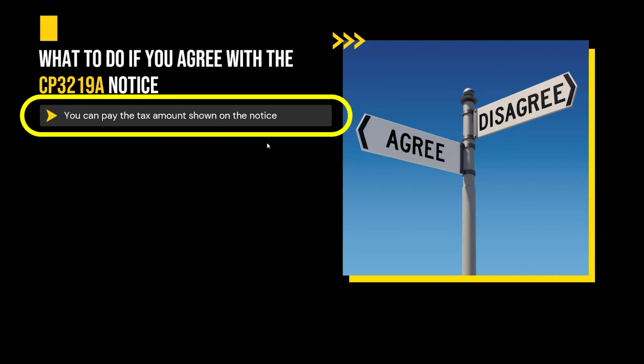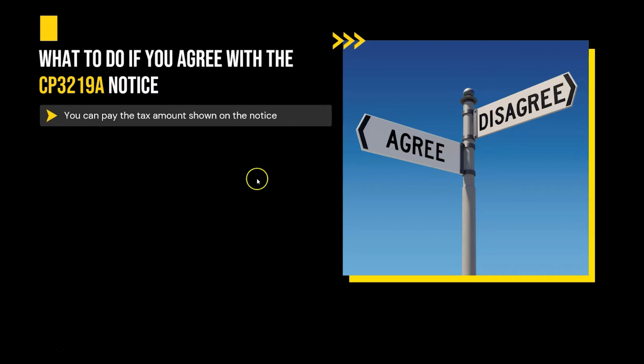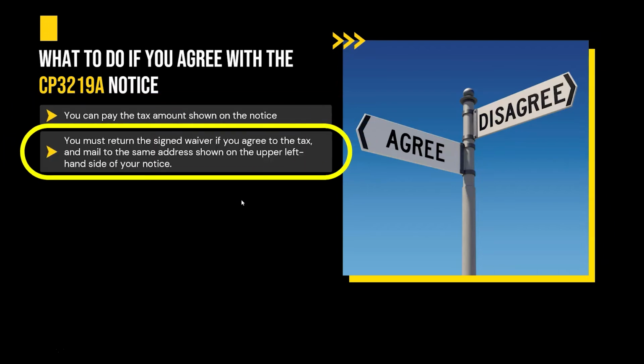You're absolutely good to do that, to pay the tax amount shown on the notice. If you decide to pay the tax amount shown on the notice, or if you agree with the notice, you must return the signed waiver if you agree to the tax and mail it to the same address shown on the upper left hand side of your notice.